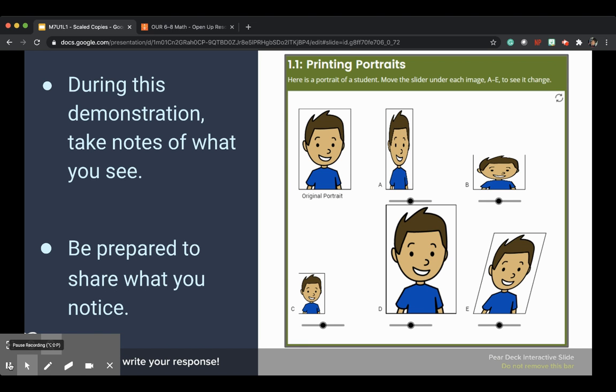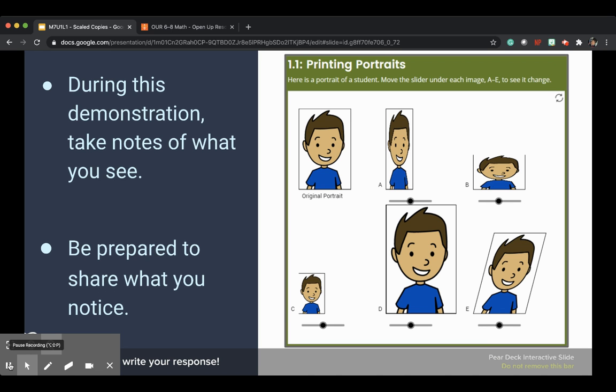So let's tackle the first question. So some of the similarities that you may have noticed between pictures A through E are that all are based on the same original portrait, right? They all show the same boy wearing a blue shirt and brown hair, and they all have a white background. So that's easy to kind of notice. So if I think about some of the differences, they all have different sizes, some have different shapes.